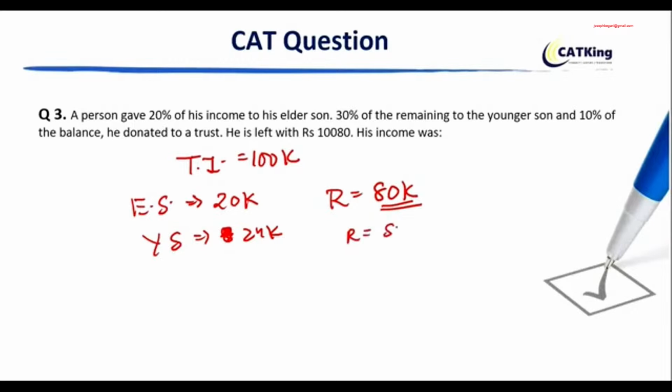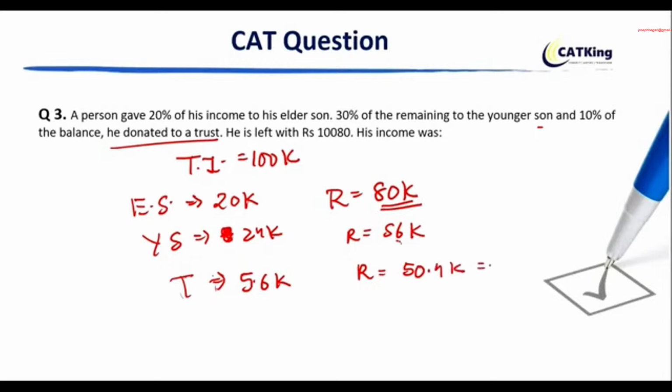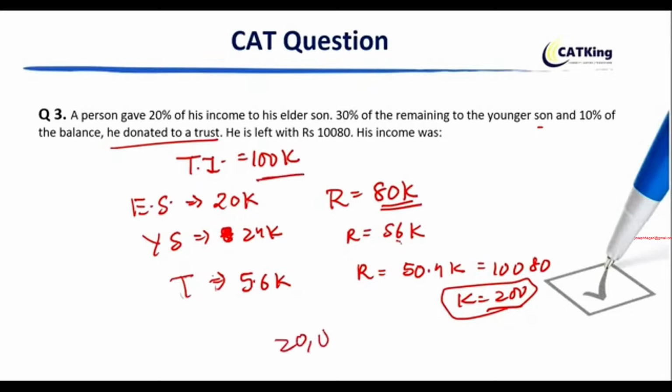Again, what is the remaining? 56k. Now, 10% of his balance he donated to a trust. To the trust, how much did he give? 10% of this balance, which is 5.6k. Now, what is the remaining, guys? Remaining is 50.4k. The value of 50.4k is equal to 10,080. Just divide it, you get the value of k as 200. If k is 200 and income was 100k, the answer is 20,000.